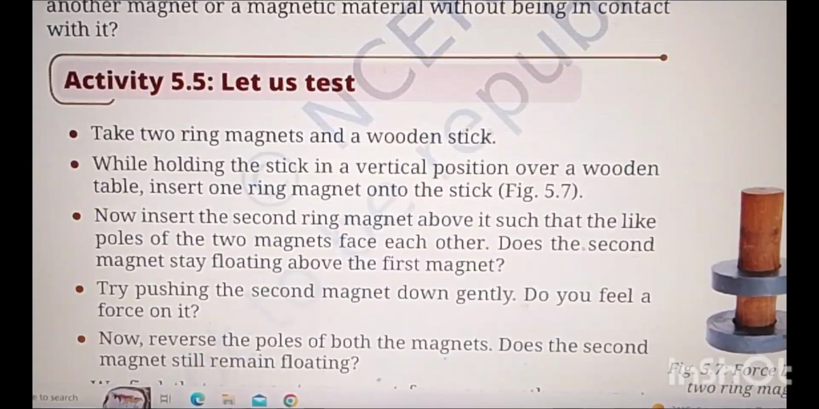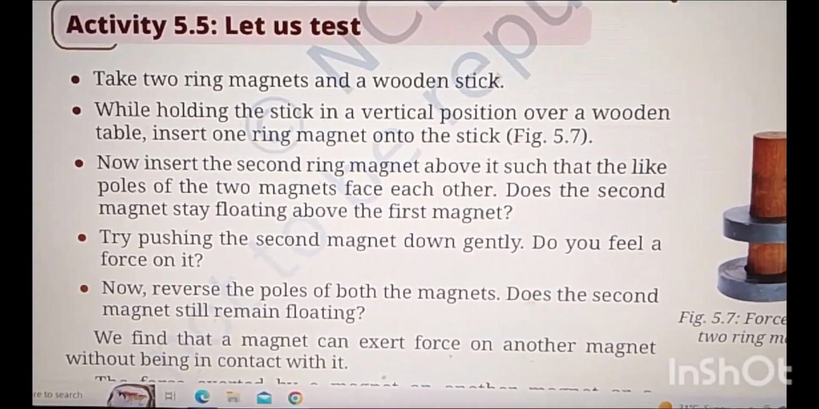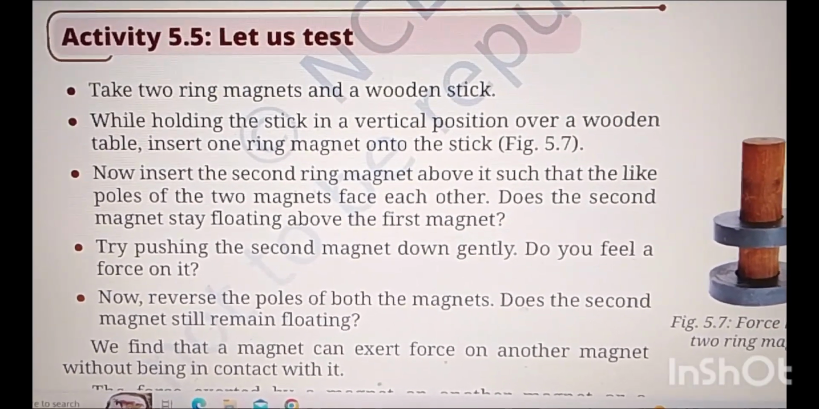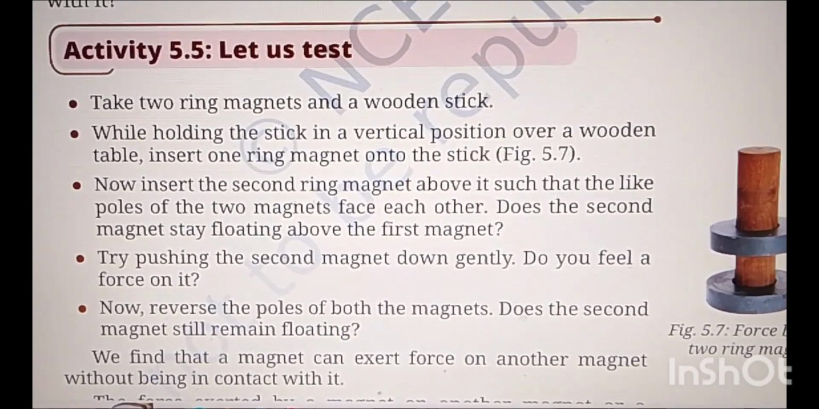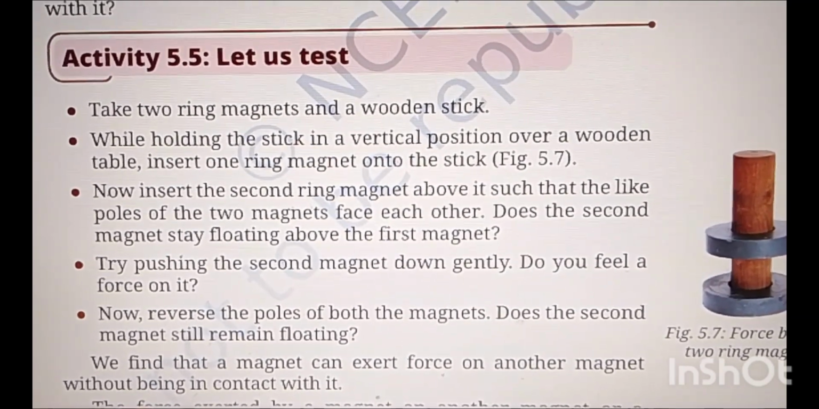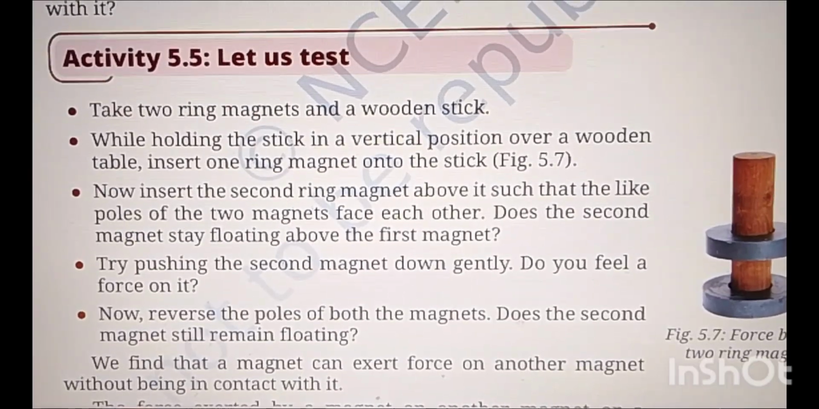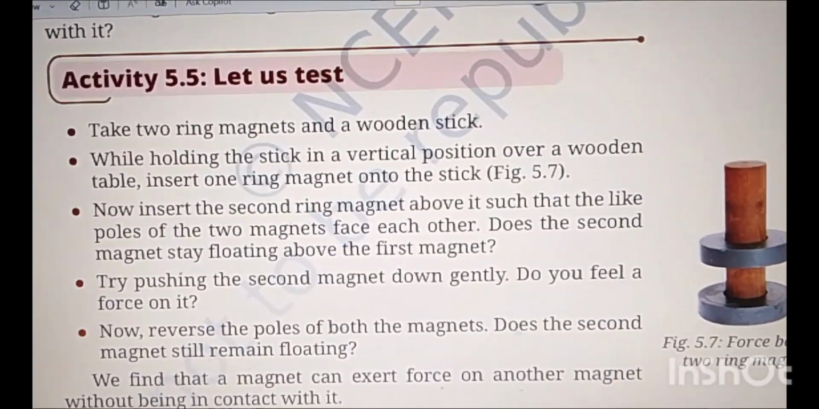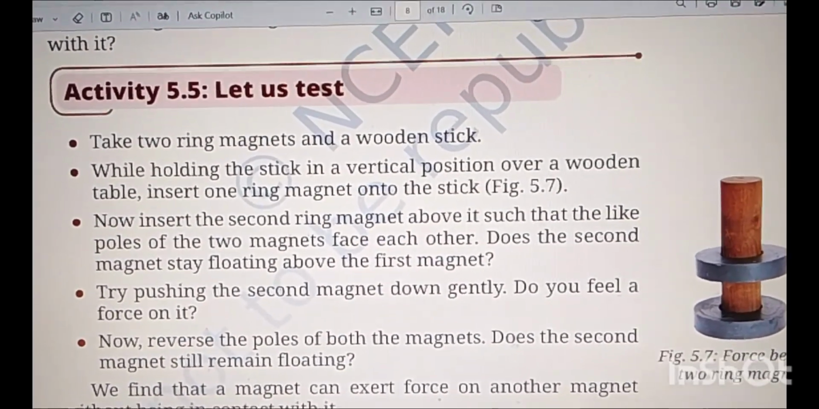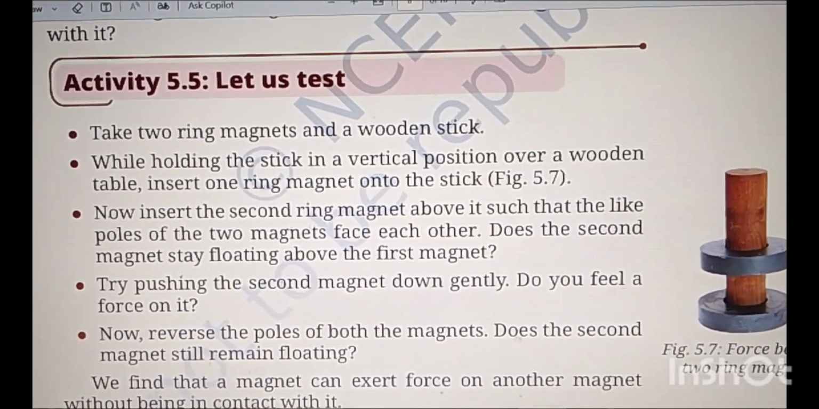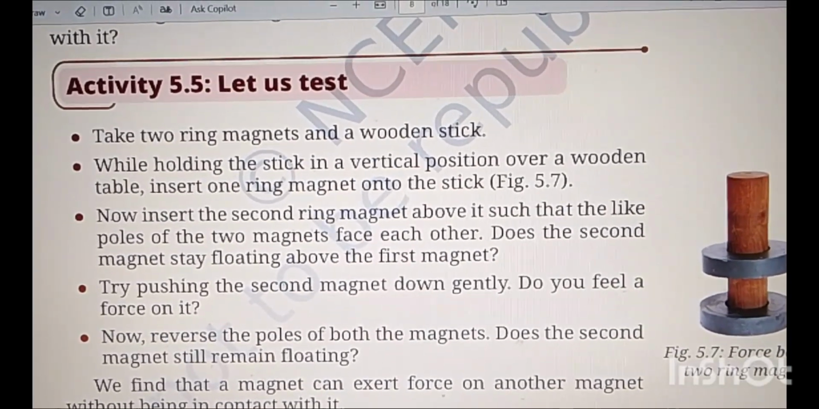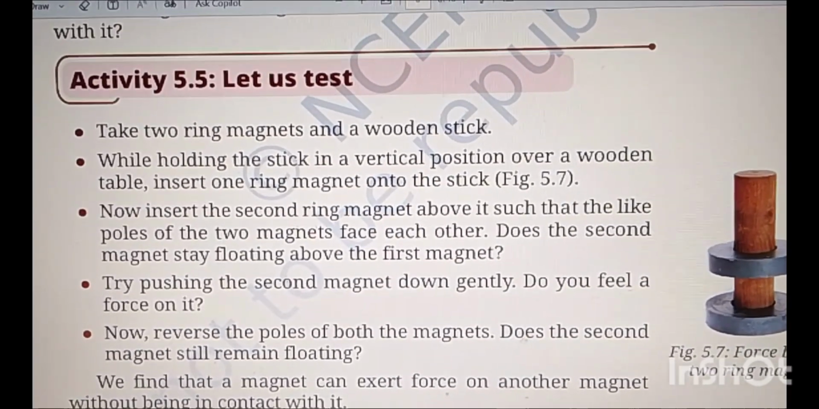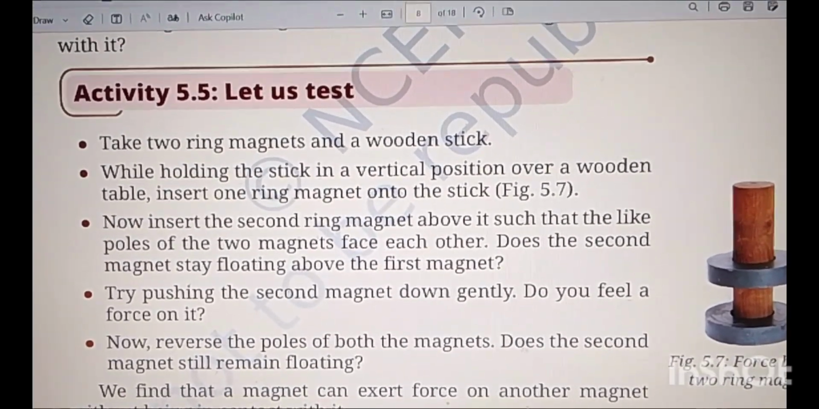Here it can be understood with an example. With the help of a wooden stick and two ring magnets, we insert first a ring magnet, then in the middle portion we insert that stick, and after some time we insert the second magnetic ring. We will observe a magnetic force between those rings, and if we reverse the poles of the magnet, that attraction won't be there, they will repel each other, because we know unlike poles attract, like poles repel.